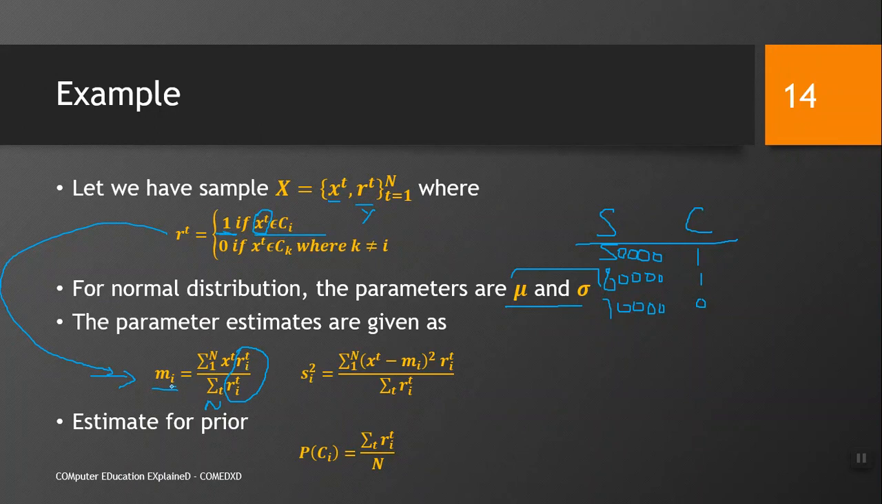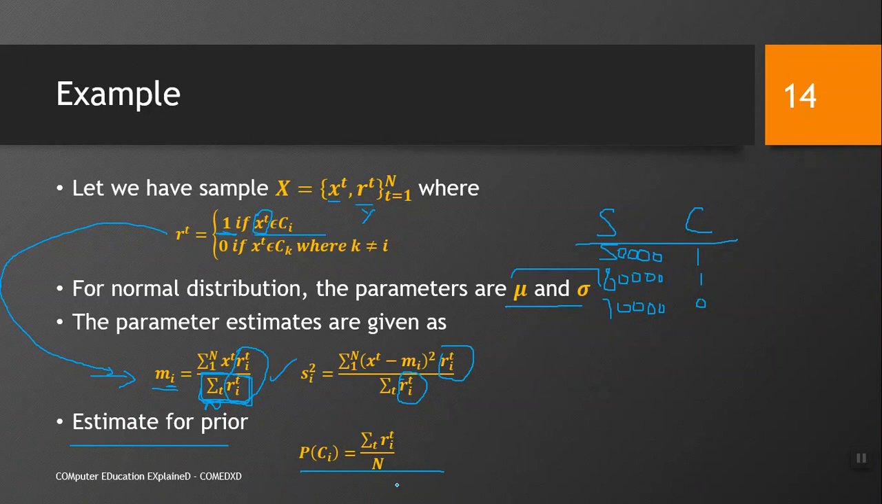Remember, this i denotes each class, right. And if we are going to get the sample mean for each class, we will count only those instances which have value 1 for that class. Similarly, we will have the sample variance formula, and we will use this and this with the same reason which we have given for the mean, right. And the estimate for the prior is given by this, right. How is the estimate for the prior given?